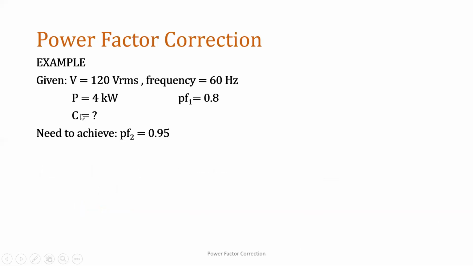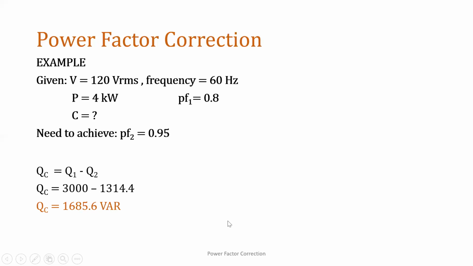So we need to get the capacitance. First, we need to get the difference between the new and old reactive power, because this is due to the parallel addition of the capacitor to the load. So the reactive power due to the capacitor is Q sub C equal to Q sub 1, the old, minus reactive power Q sub 2, which is the new one. So we have 3,000 minus 1,314.4. We have 1,685.6 vars. So this is the one being contributed by our capacitor.